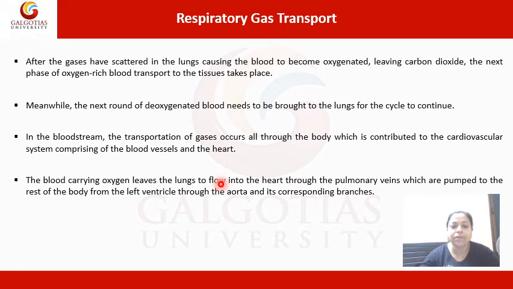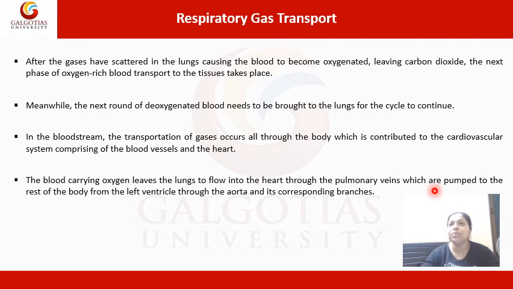In the bloodstream, the transportation of gases occurs all through the body, which is contributed to by the cardiovascular system, comprising the blood vessels and the heart. The blood carrying oxygen leaves the lungs and flows into the heart through the pulmonary veins, and is pumped to the rest of the body from the left ventricle through the aorta and its corresponding branches.